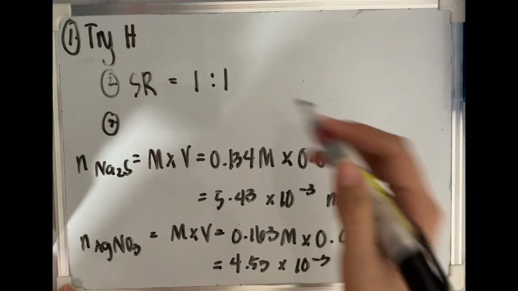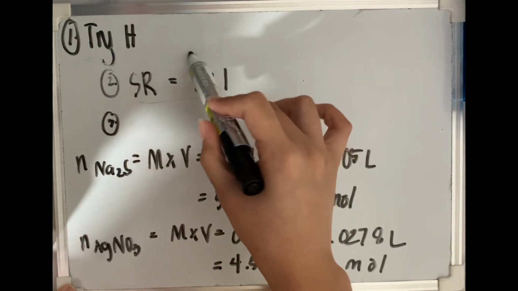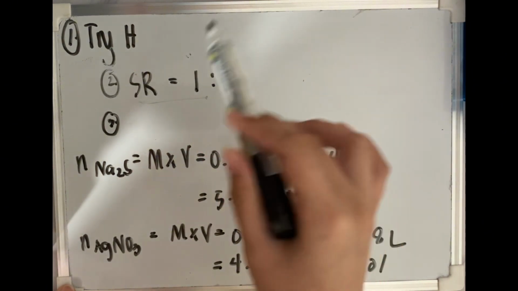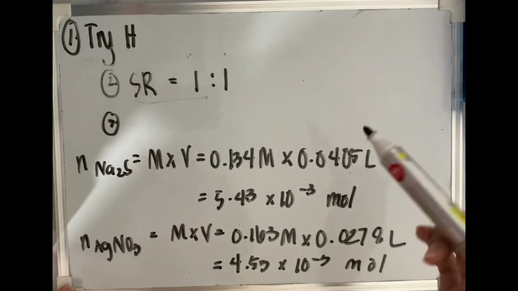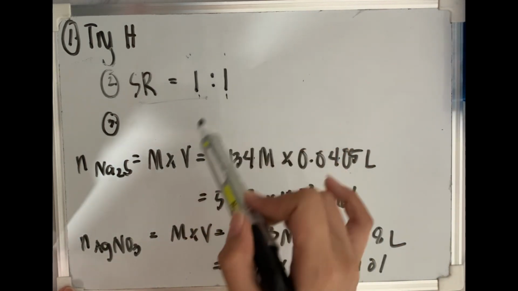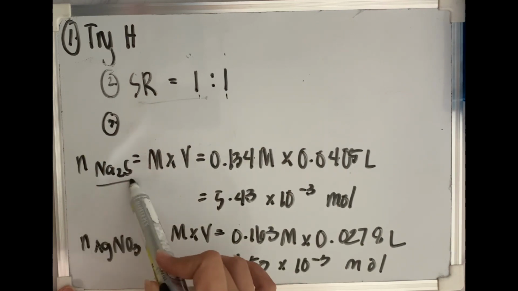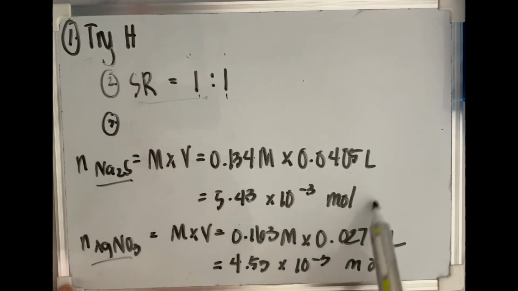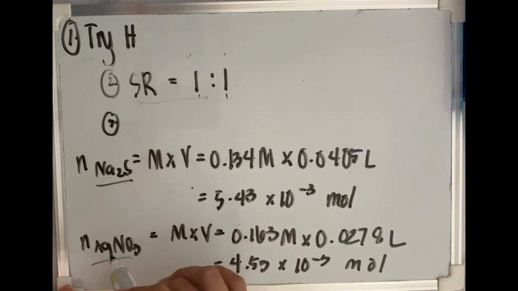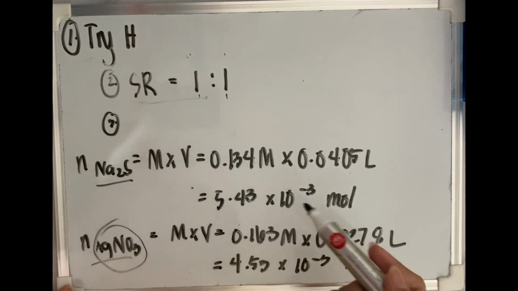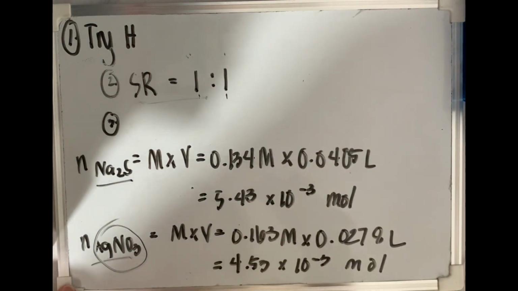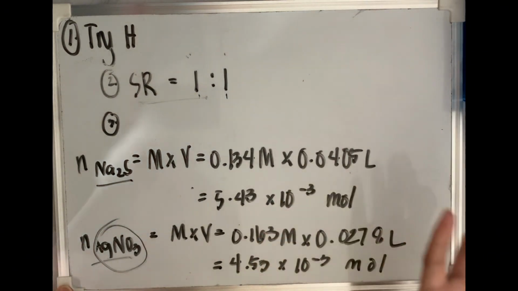So since I've already said the stoichiometric ratio is 1:1, the product should react with the one coefficient of the reactant. The product should be exactly the same as the reactant, and we can see their values are compared. Therefore, the limiting reactant in this equation is the AgNO3. So in this equation, for try it number 1, the AgNO3 is the limiting reactant.